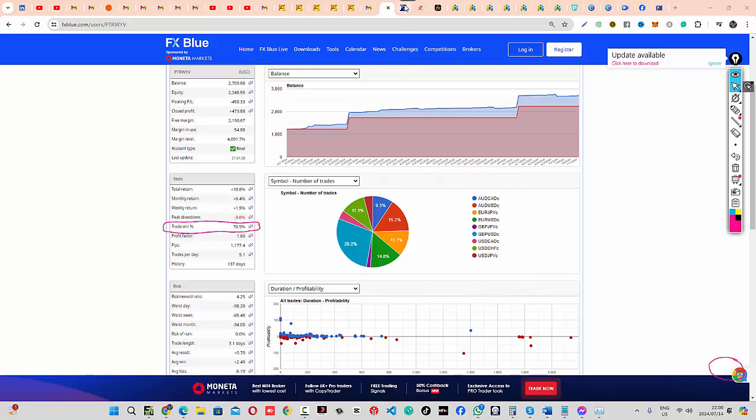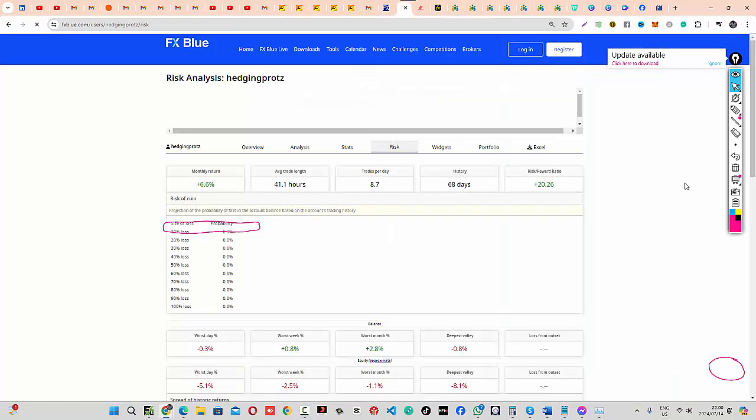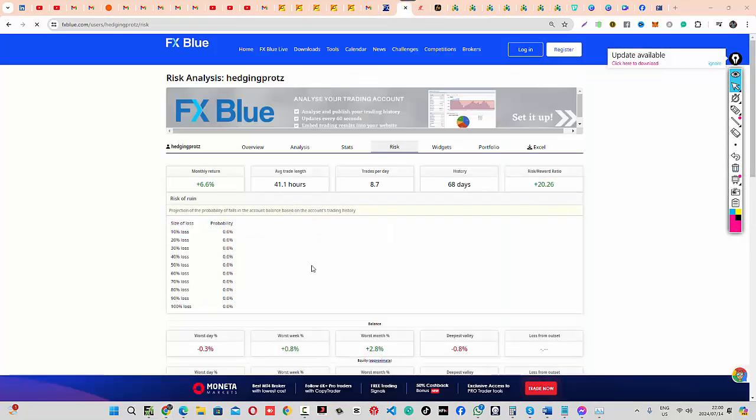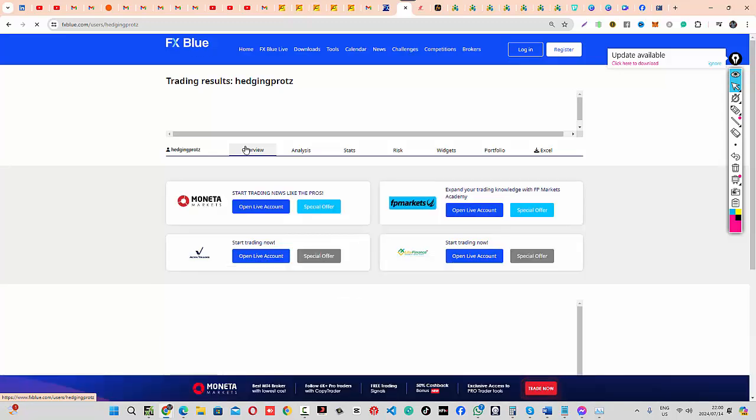So now let's move to the second account, because remember, I always run two accounts, and this one too is a live account. So let's move to it. It's my latest software.